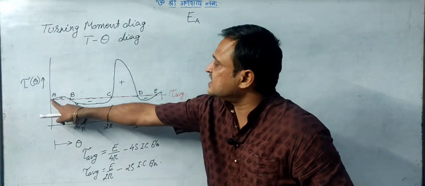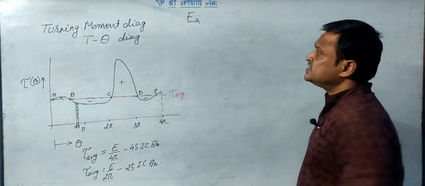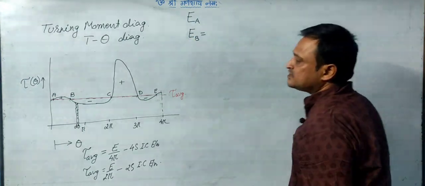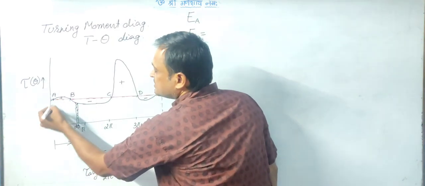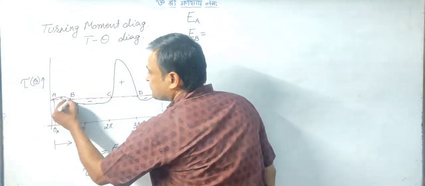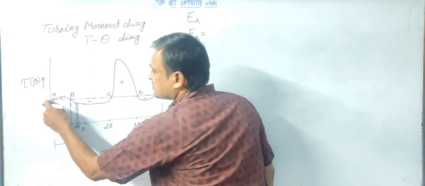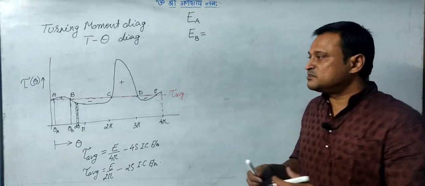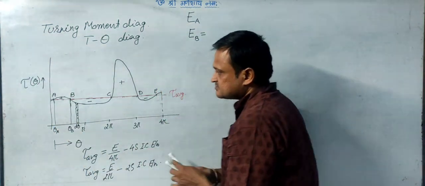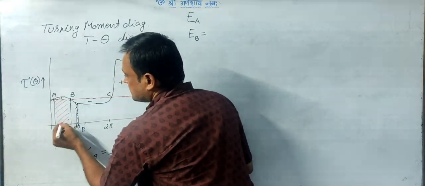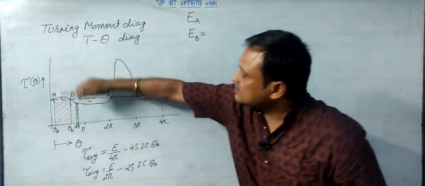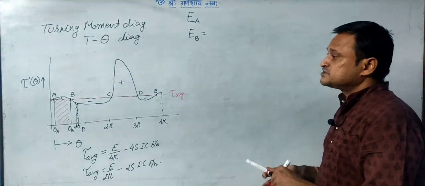So let us say the energy at A is EA, then what will be the energy at B? So this energy at B will be this smaller loop. That means if you see the area under, from say this is theta A, this is theta B. So what is the excess energy available in the system? It will be this area minus this area. So this will give us the energy available at B, which is definitely a positive value.